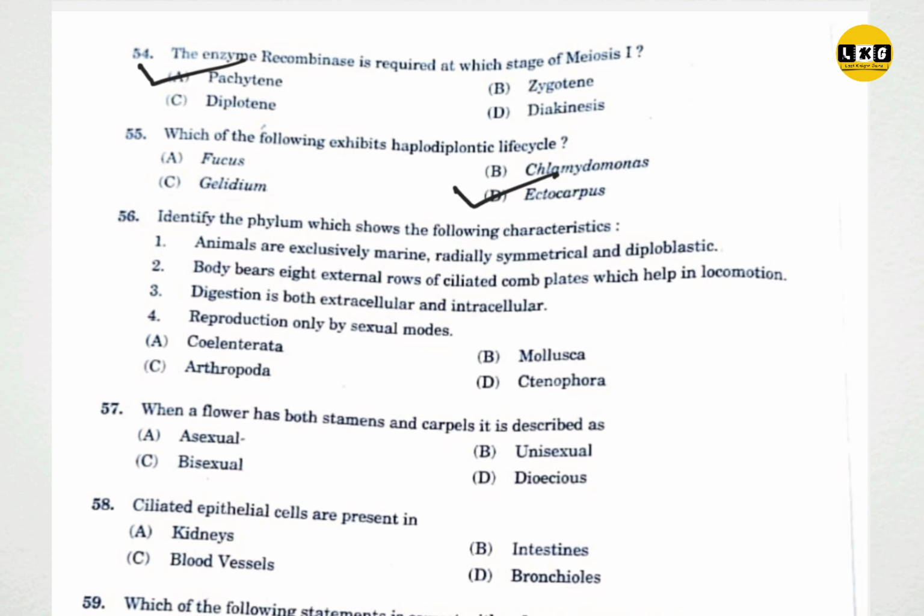Next question. Identify the phylum which shows the following characteristics. Let's read the characteristics. First, animals are exclusively marine, radially symmetrical and diploblastic. Second, body bears 8 external rows of ciliated comb plates. Read the options and you will get the answer. The answer is D, Ctenophora.